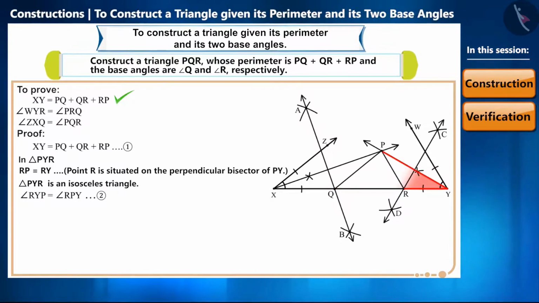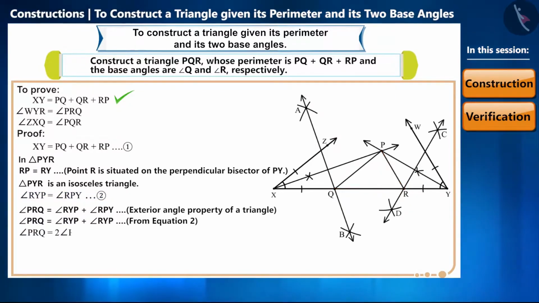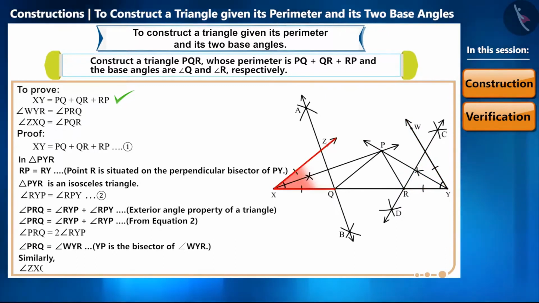Angle PRQ is equal to the sum of angles RYP and RPY according to the exterior angle property of a triangle. According to equation 2, we can write it like this as well. Here we got angle PRQ is equal to 2 times angle RYP, and 2 times angle RYP is angle WYR, because YP is the bisector of angle WYR. Similarly, we can prove that angle ZXQ is equal to angle PQR. So friends, we have verified the construction of this triangle, or we can say that the construction has been proved right.